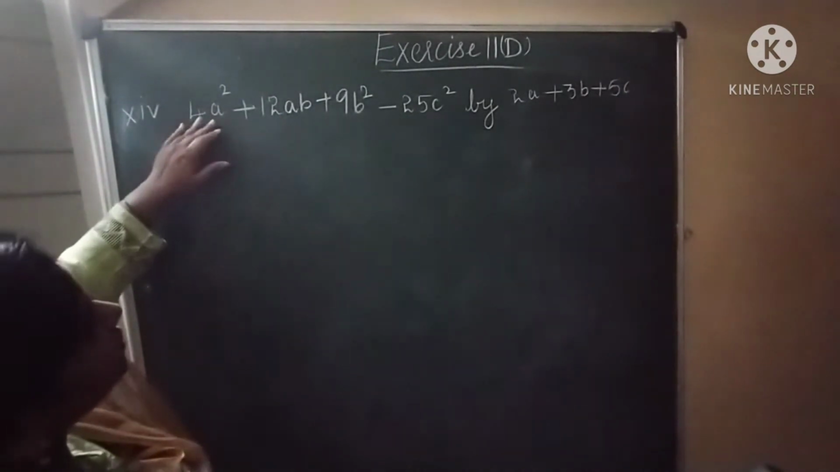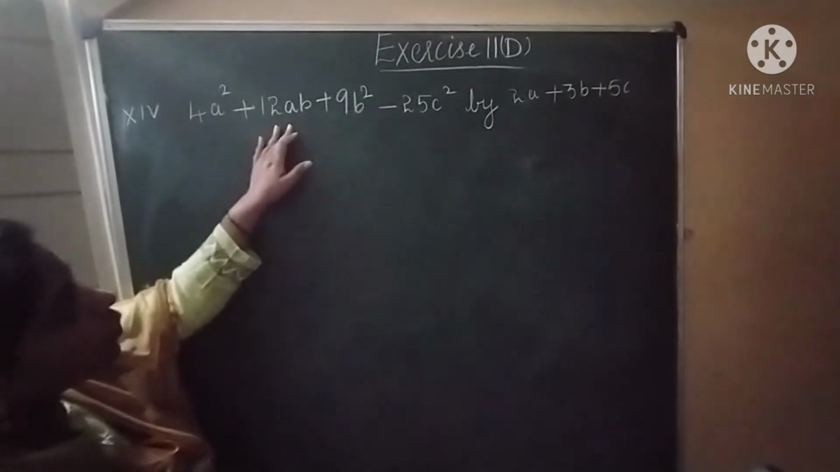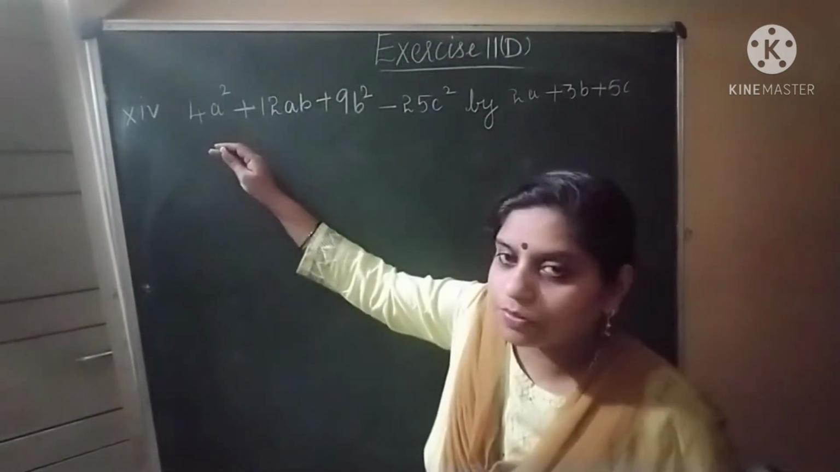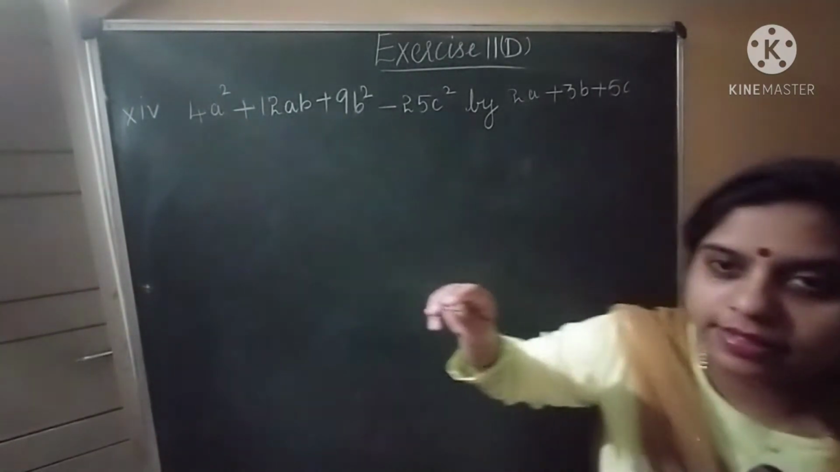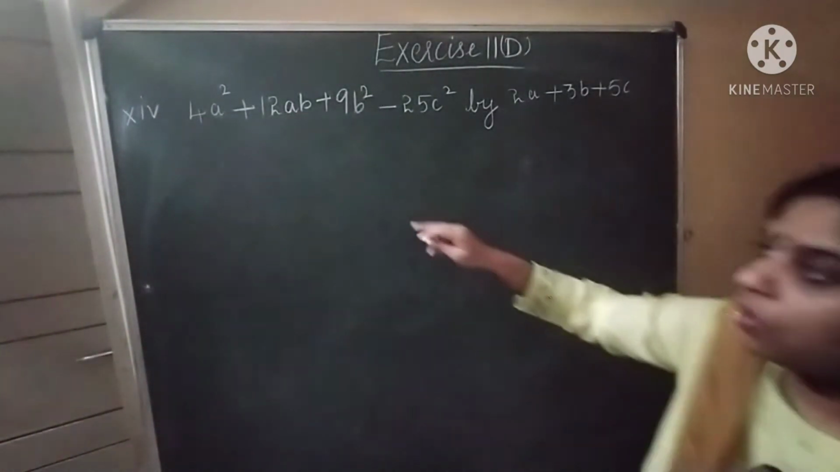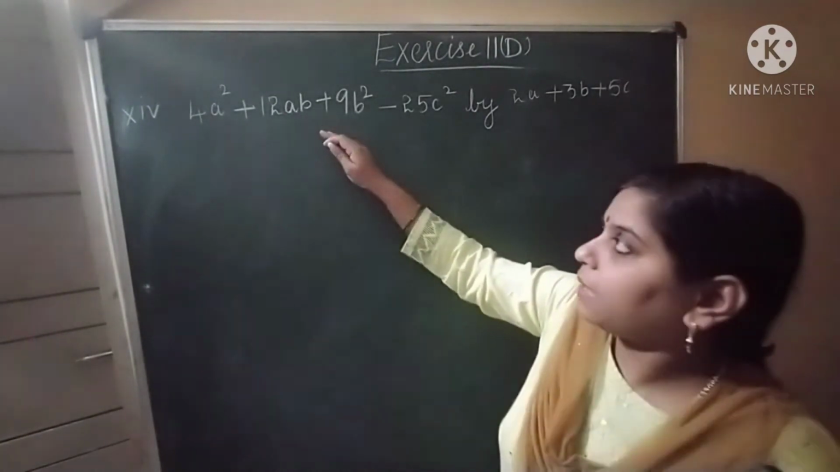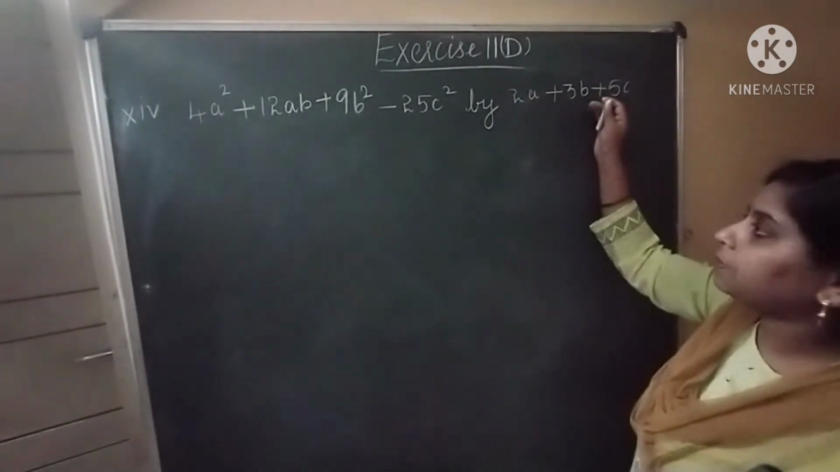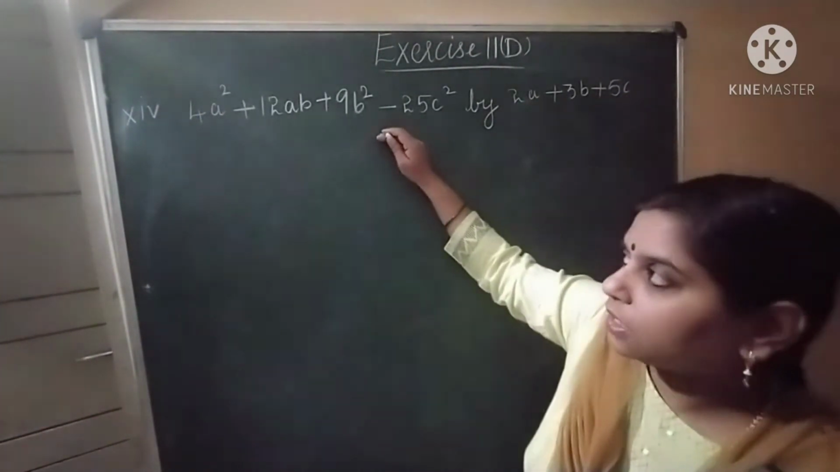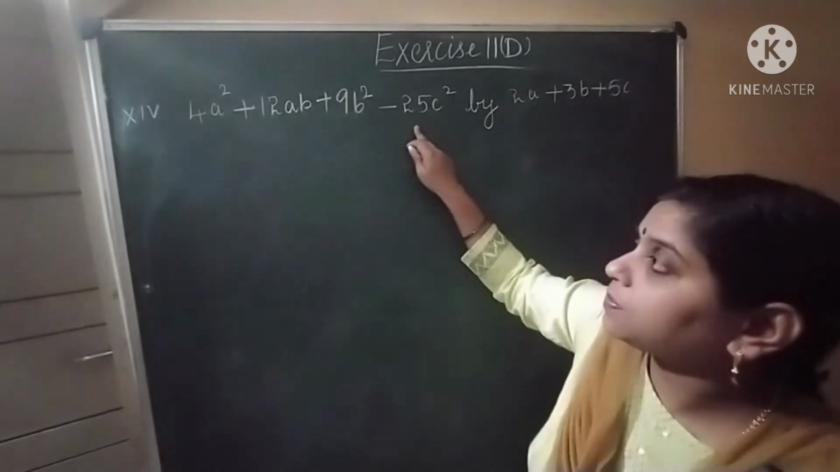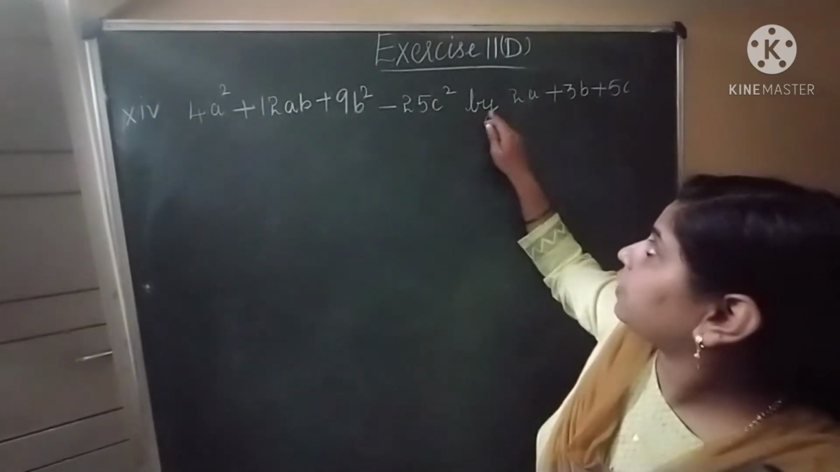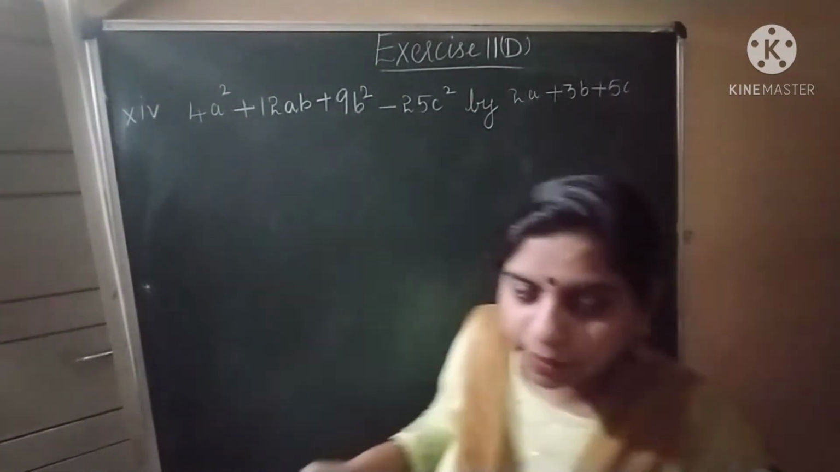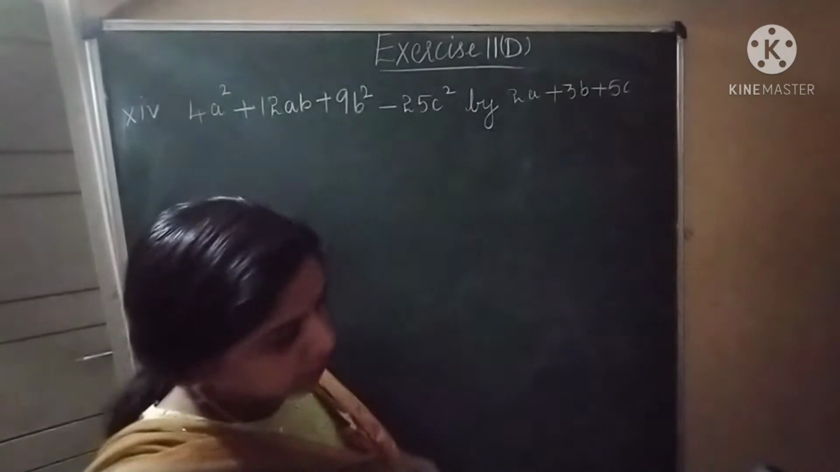Here the dividend is 4a square plus 12ab. Hello students, we will continue with the 14th sum. Here the next sum is 4a square plus 12ab plus 9b square minus 25c square divided by 2a plus 3b plus 5c. Look at the dividend here. This expression is the dividend, and it has to be divided by the divisor 2a plus 3b plus 5c. Okay, let us start with the division.